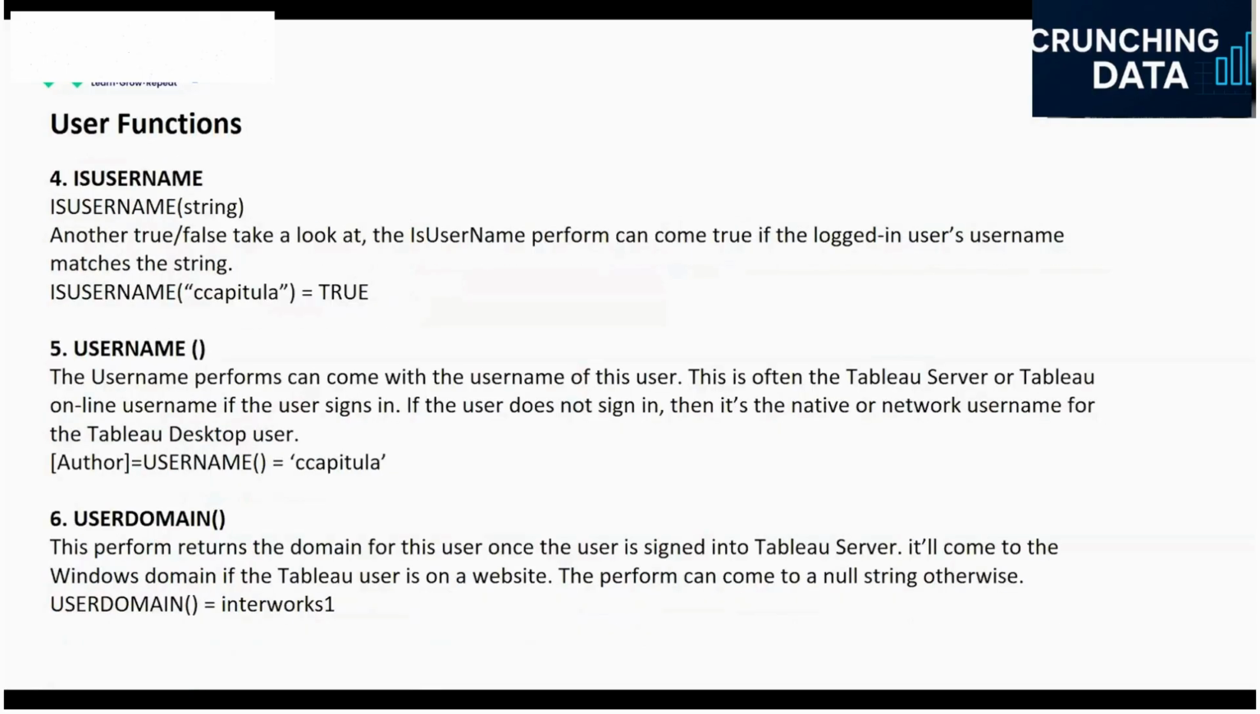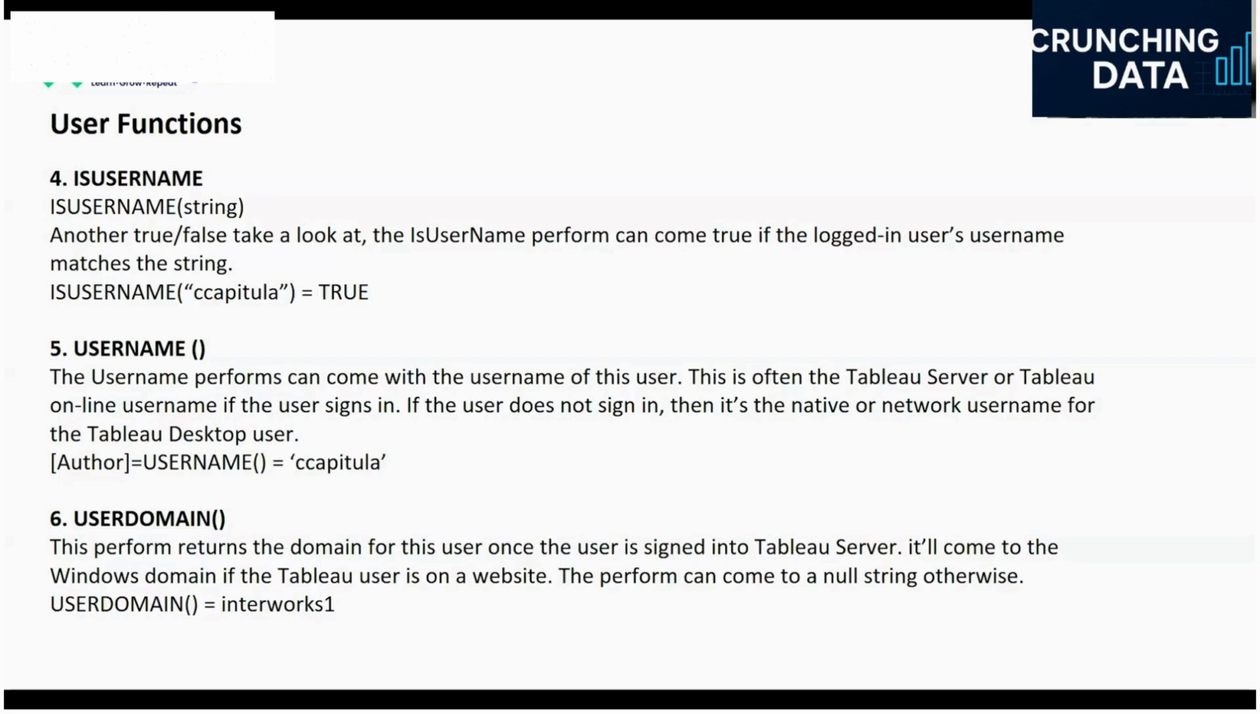The next one is username. Similar to is full name, the is username calculated field is often employed for the data validation purpose. When you want to ensure that a particular field follows a pattern of a username or a user ID, you can create an is username field. This helps to maintain the data quality and consistency, especially when dealing with user related data.